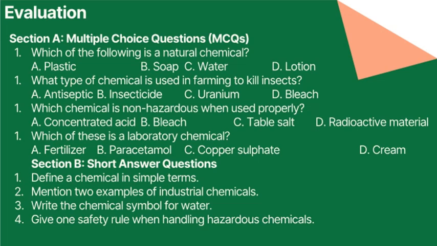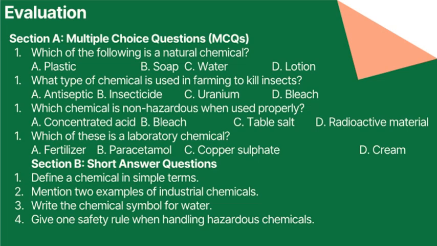Question 3. Which chemical is non-hazardous when used properly? Options are A. Concentrated acid, B. Bleach, C. Table salt, D. Radioactive material. Question 4. Which of these is a laboratory chemical? Options are A. Fertilizer, B. Paracetamol, C. Copper sulfate, D. Cream.